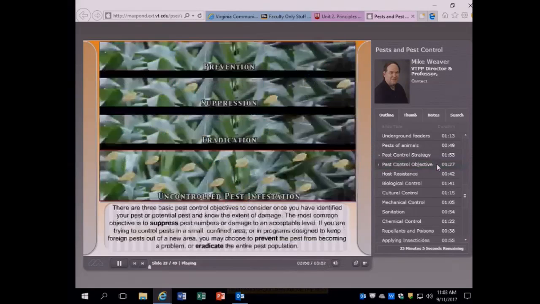Controlling insects and similar pests may involve any of three basic pest control objectives. Control is usually aimed at suppression of pests to a point where their presence or damage level is acceptable. Prevention and eradication are usually only in relatively small confined areas or in programs designed to keep foreign pests out of a new area, and may not be particularly effective otherwise.